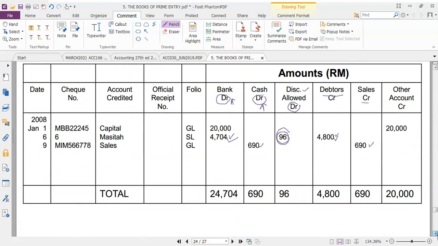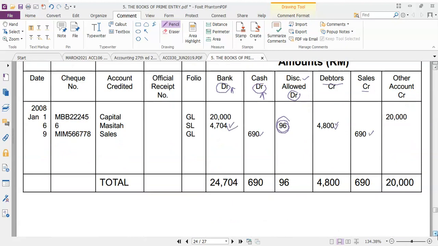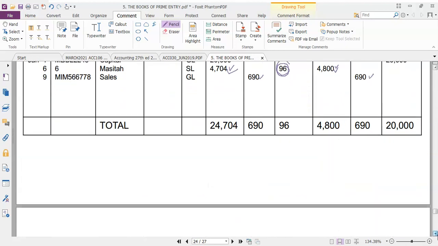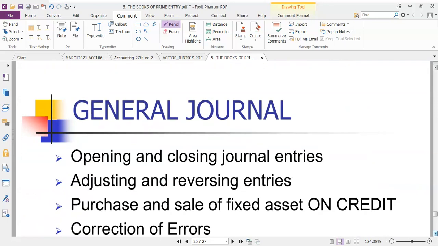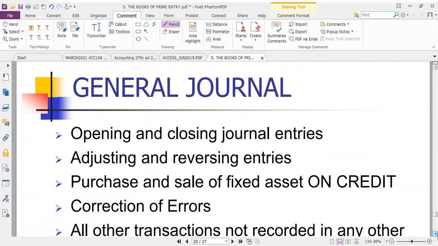Konsep dia sama je pula. Cuma bentuk dia je berbeza. Okay, debit credit tu konsep dia still sama, tapi yang berbeza adalah format journal tersebut. Okay, last but not least is general journal. Kita akan record apa? Nama pun general, so means that banyak transaction yang kita nak letakkan dekat dalam journal ni.